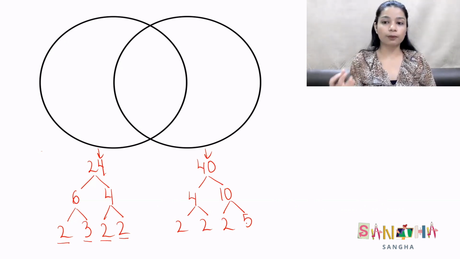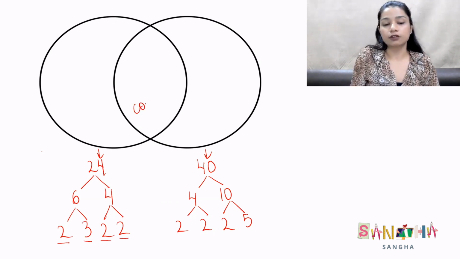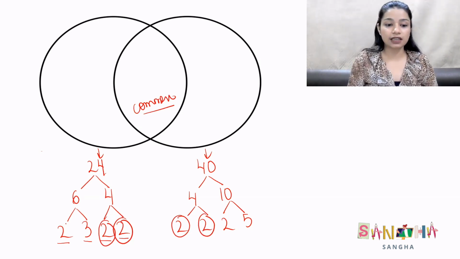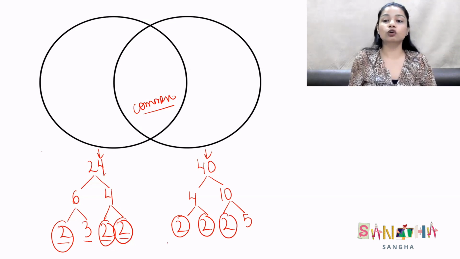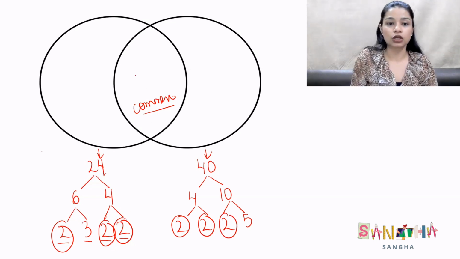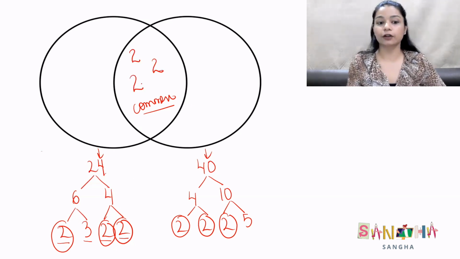Now, how you have to apply the Venn diagram, be very careful. You will see what numbers are common in both of them. What are the prime factors that are common? I told you the area where both circles overlap shows us what is common between those numbers, the common prime factors. As we can see here, there are three 2's that are common in both numbers. So I can write three 2's here, 3 prime factors that are common between 24 and 40.